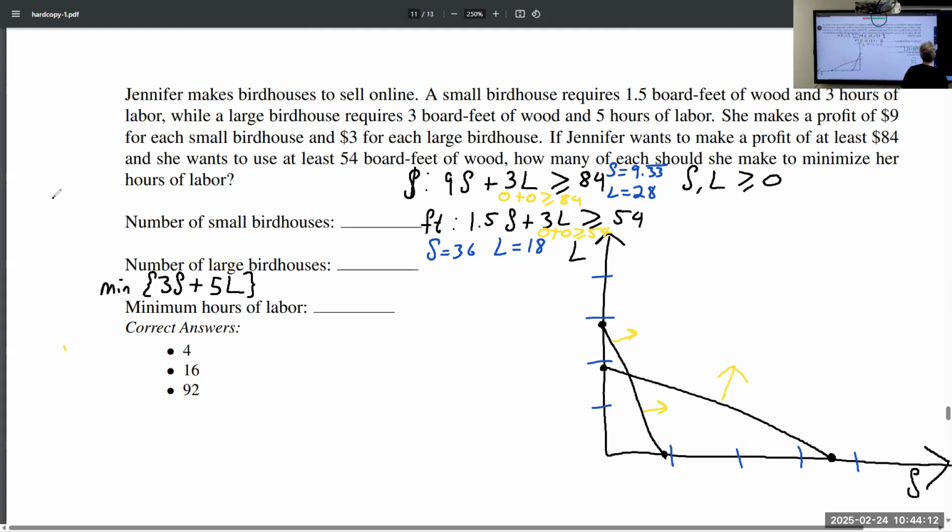So I have to go the other way. That means that I think I just found my region.